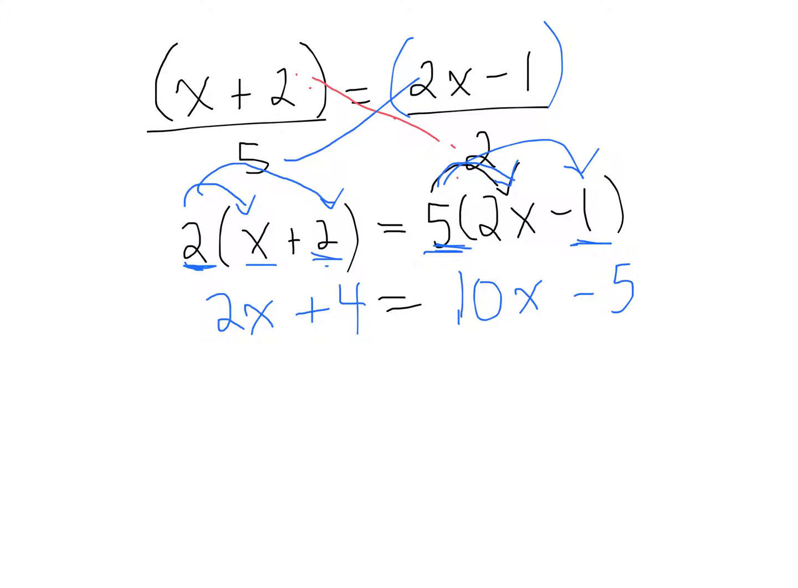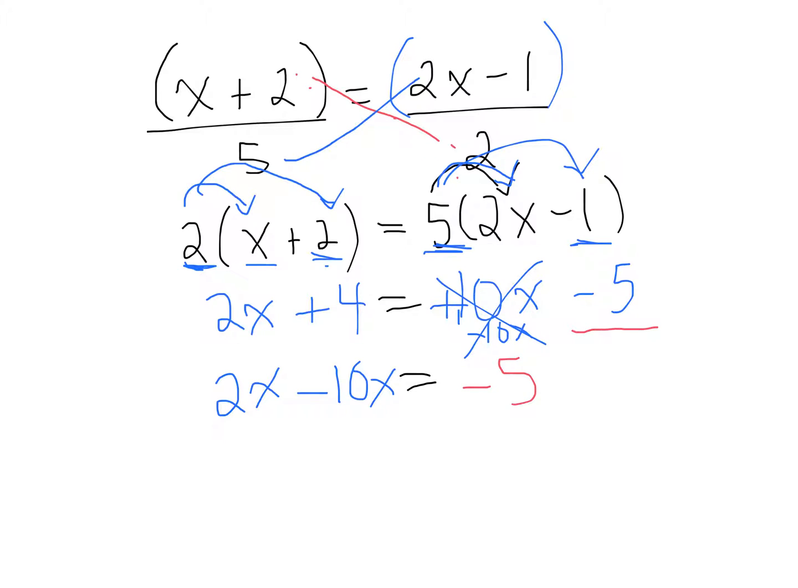Okay, now we have to get all of our like terms together. I want to put all my x terms, my variable terms, on the left side. And I want to put all my constant terms, so then just the number by itself, on the right side. So on the left side we have 2x. On the right side I have positive 10x. What do I do to get rid of that? Subtract 10x. So if I subtract 10x from here, I have to subtract 10x from here, right? If I subtract 10x, it's gone. So I have to subtract 10x from the left side, right? On the right side we have negative 5, so that stays on the right side.